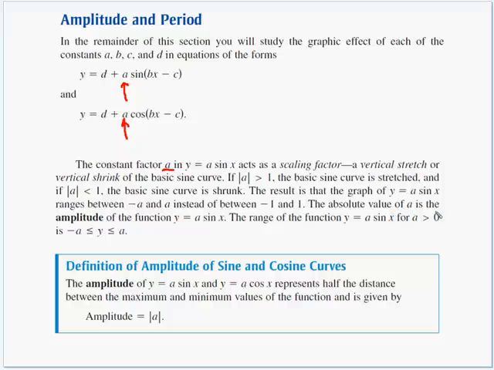The absolute value of a is called the amplitude of the function. The range of the function y equals a sine x for all a values greater than 0 is from negative a to positive a. And in the blue box is the official definition of amplitude. The amplitude of a sine x and a cos x represents half the distance between the min and the max values of the function. And it's given by amplitude is the absolute value of a.